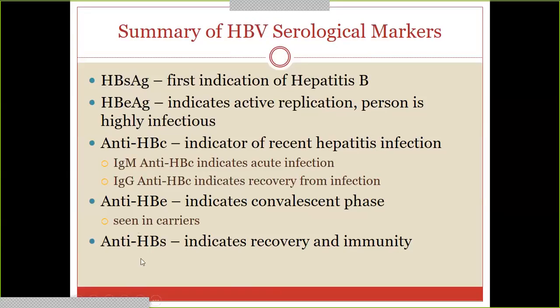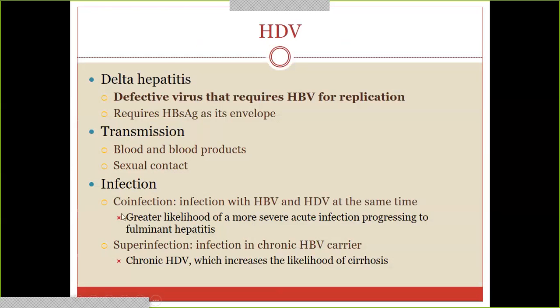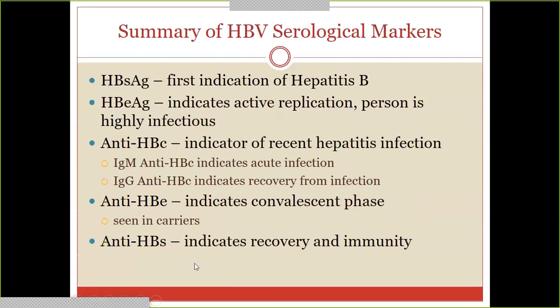And then finally, if you have been vaccinated, your blood work should show you have the antibody to hepatitis B surface. That indicates you've either fully recovered from the disease or you are immune because you've had the vaccination. So know each one of these markers and what they mean. They're listed out, but I would memorize that list there.